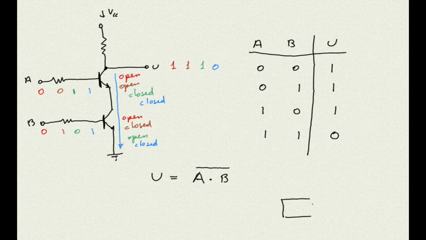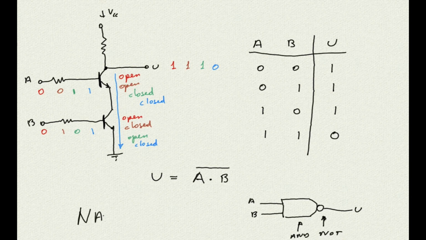We represent this behavior with this symbol. The little circle here on the front tells us that there is a NOT operation involved, and that operation is in front of another operator which we call AND. The two together make what is called a NAND gate. Let's go check in the lab if it really behaves like we thought.